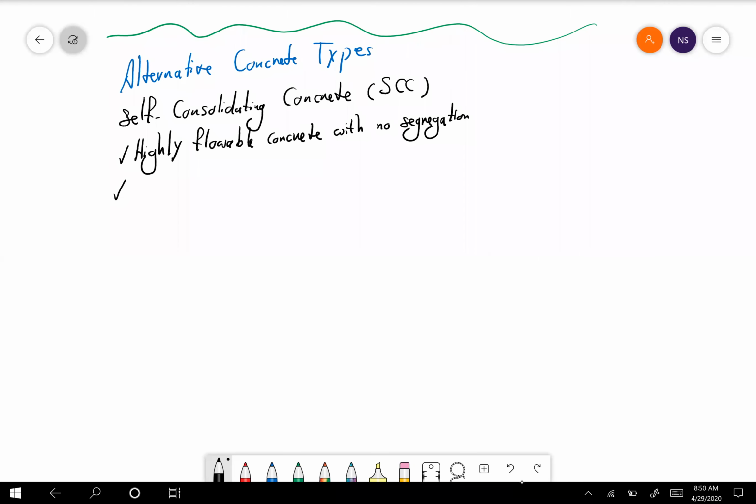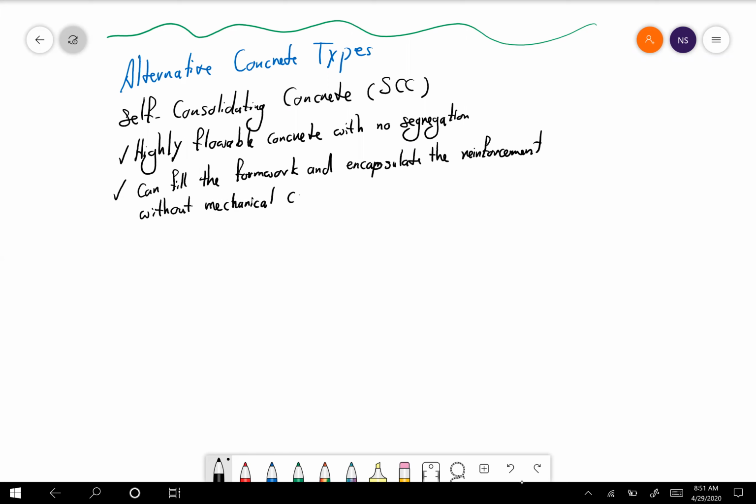And again, the benefit of this type of concrete is that it can spread, fill the formwork, and also encapsulate the reinforcement, without any mechanical vibration or consolidation.